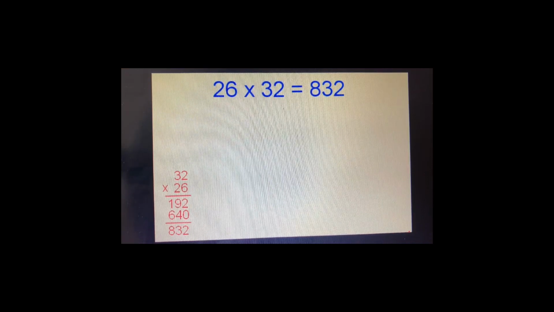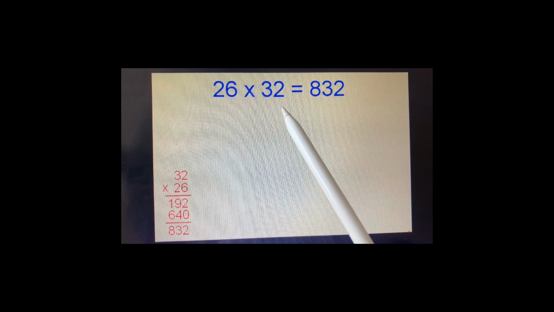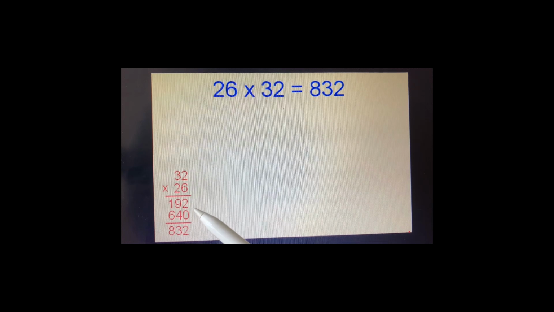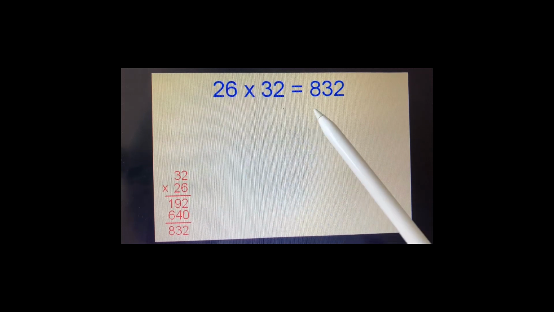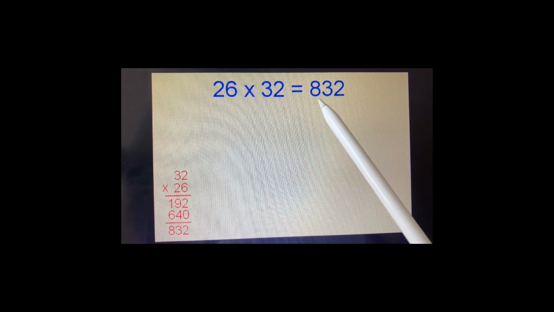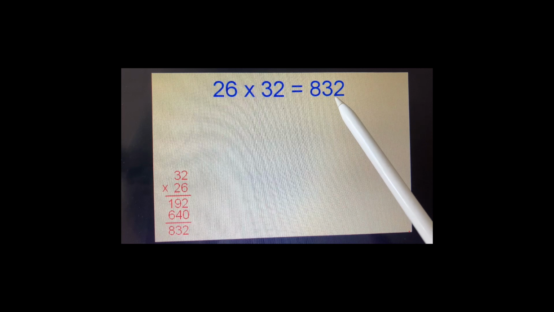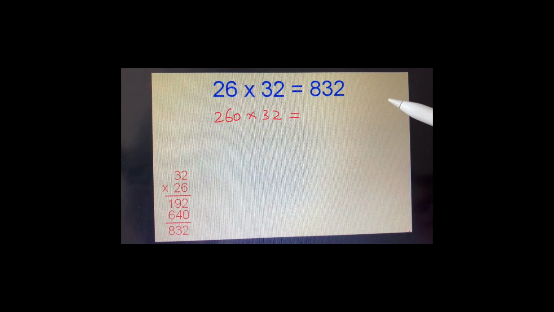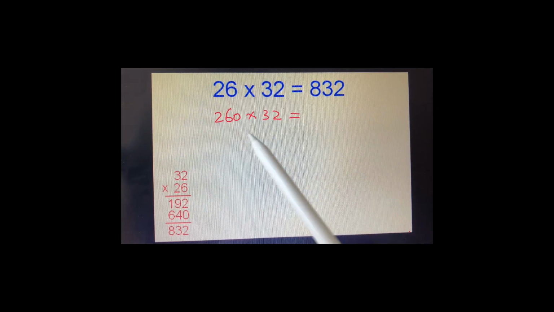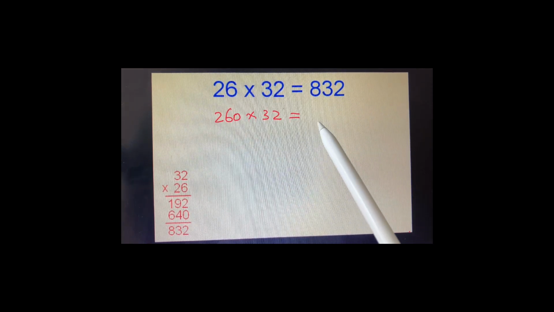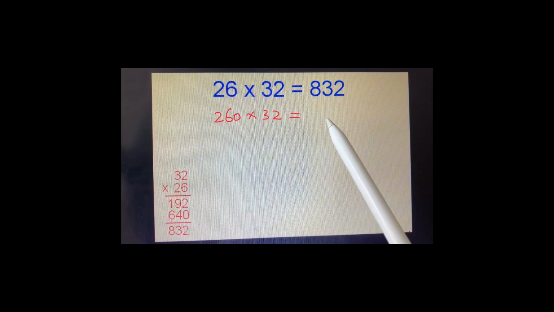Today, we learn using place of value. I can easily work out the answer 26 times 32 by doing multiplication like this. The answer I can get 832. Can I use it to help me do questions like this one? The answer is yes.